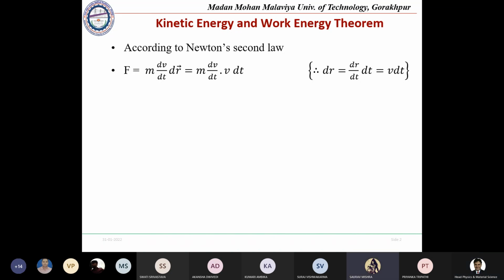Force equals mass into acceleration, so dv by dt is acceleration, but dr shows a direction, and mentioning dr means we are talking about work. The only wrong thing is that on the left hand side there should be a multiplication by dr. That has been left out, and that's why this equation is not right.